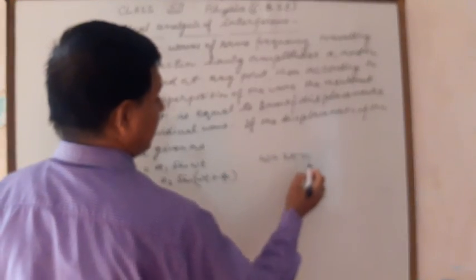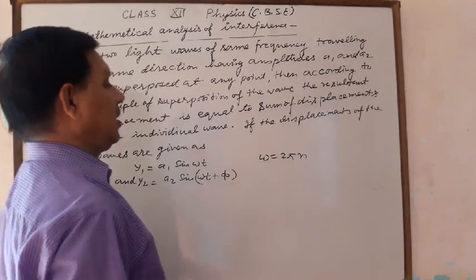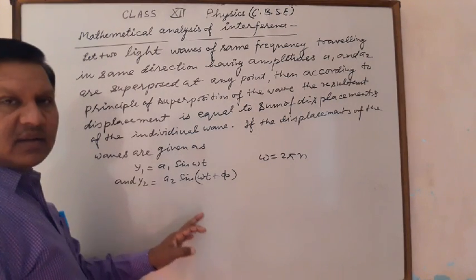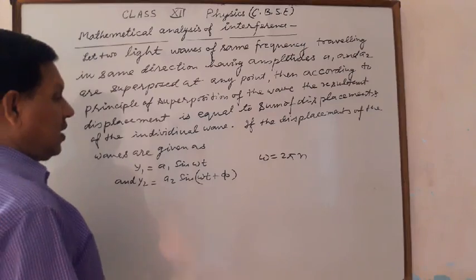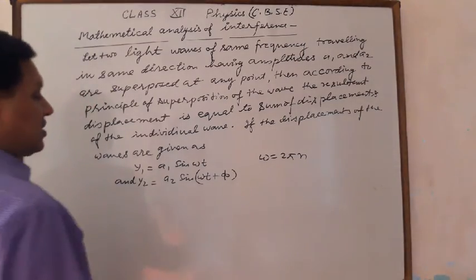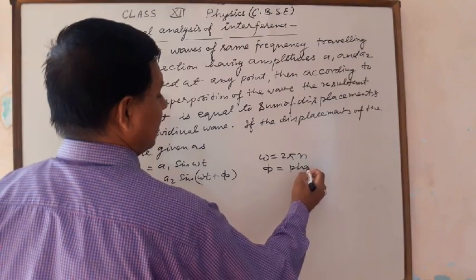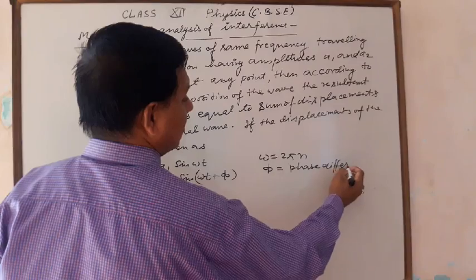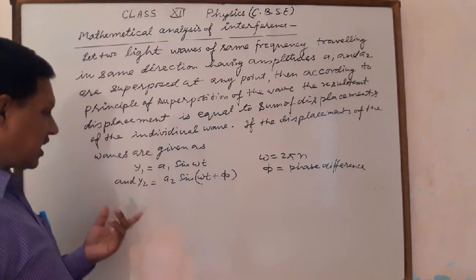The value of omega is equal to 2 pi n, where n is frequency. So here we see that the frequency of both waves is same. Here phi is the phase difference between the waves. A1 is the amplitude of the first wave, A2 is the amplitude of the second wave.